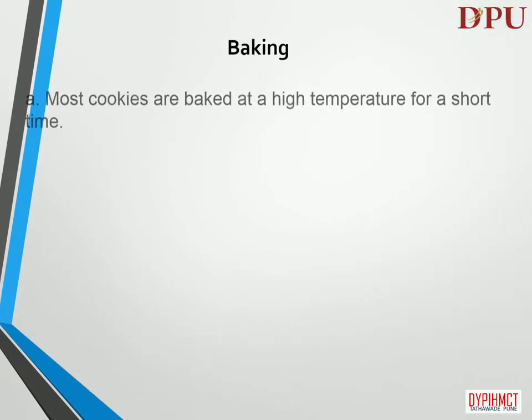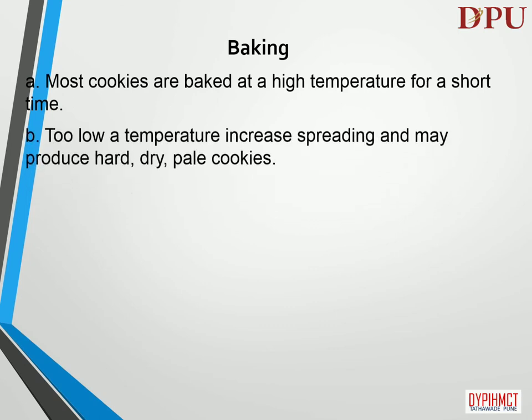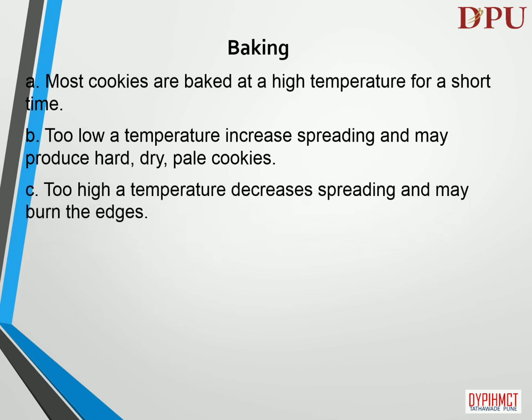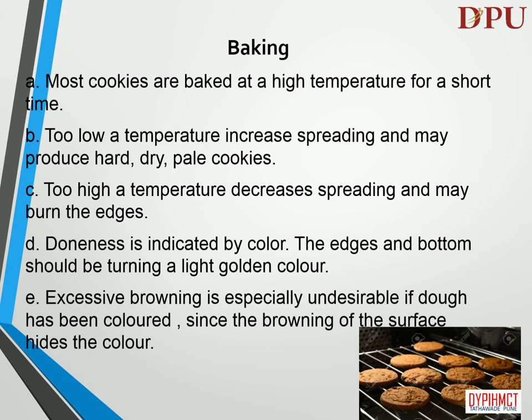Baking. A. Most cookies are baked at a high temperature for a short time. B. Lower temperature increases spreading and may produce hard, dry, pale cookies. C. Too high a temperature decreases spreading and may burn the edges. D. Doneness is indicated by color. The edges and bottom should be turning a light golden color. E. Excessive browning is especially undesirable if dough has been colored, since the browning of the surface hides the color.